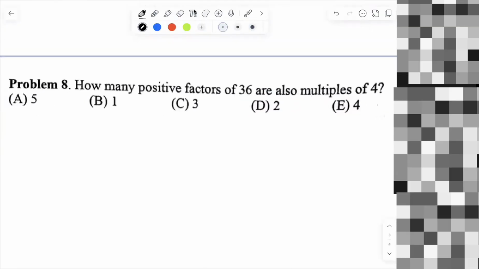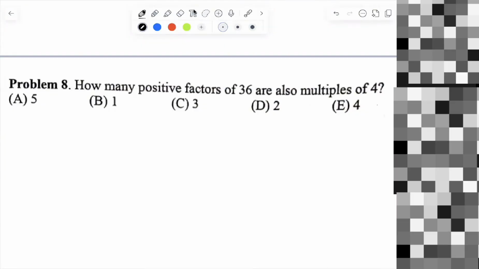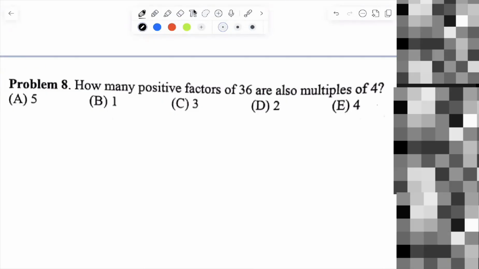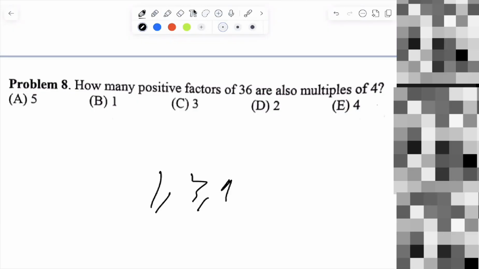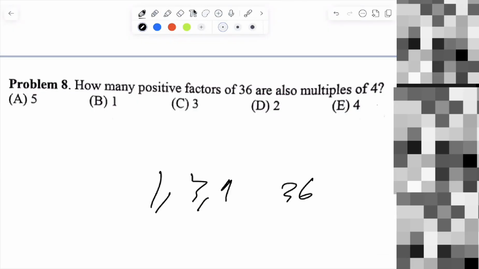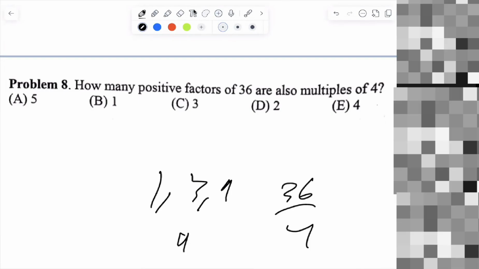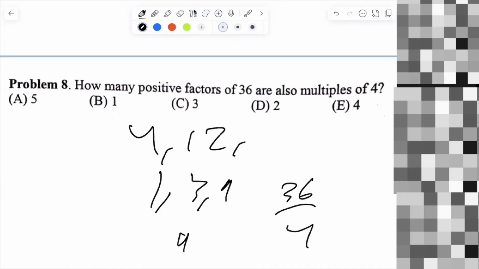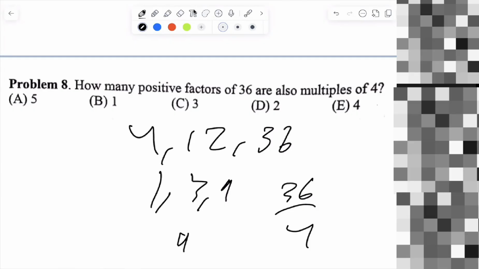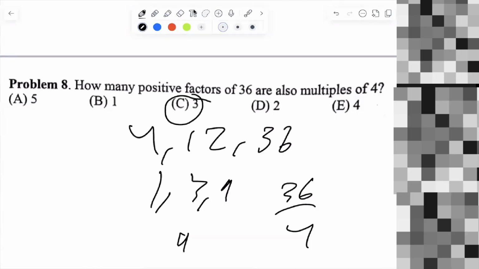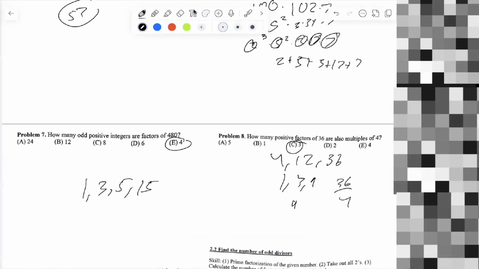How many positive factors of 36 are also multiples of 4? First off, we can divide by 4. Why? Because that way we know it's already a multiple of 4. Which means that we're left with 1, 3, and 9, since we get 9 after we divide 36 by 4. So we know it corresponds to 4, 12, and 36. And these are all the factors that are multiples of 4. So there are going to be 3 factors that are multiples of 4. Alright?